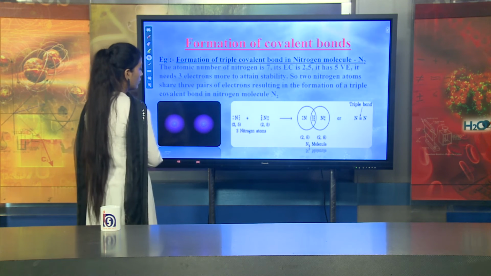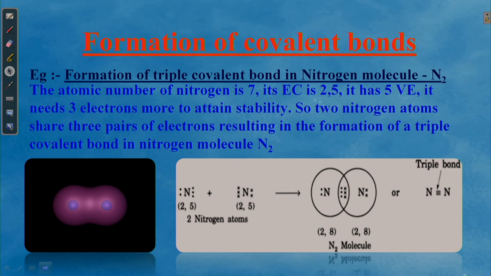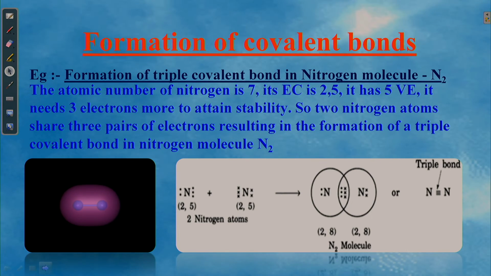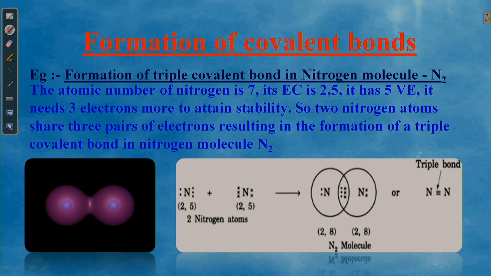Now we are going to discuss the triple bond. So, formation of a triple covalent bond in the nitrogen molecule. So how will it form? The atomic number of nitrogen is 7. Its electronic configuration is 2, 5. It has 5 valence electrons.